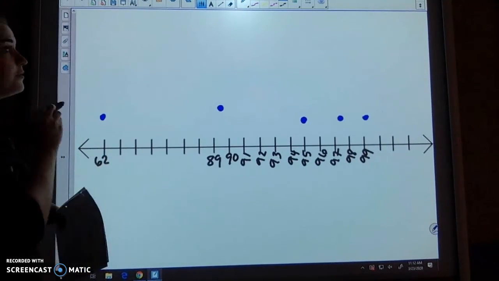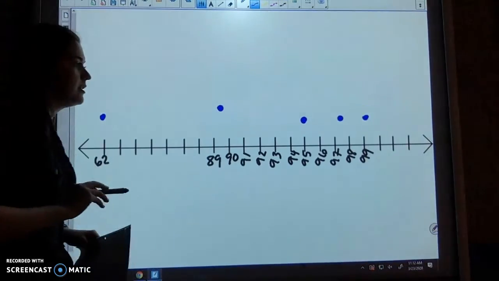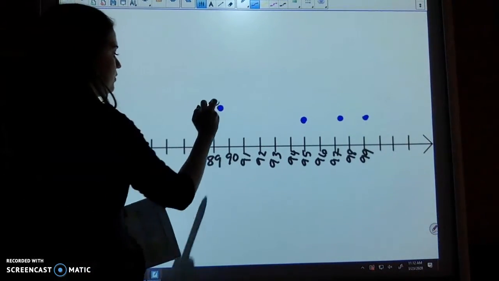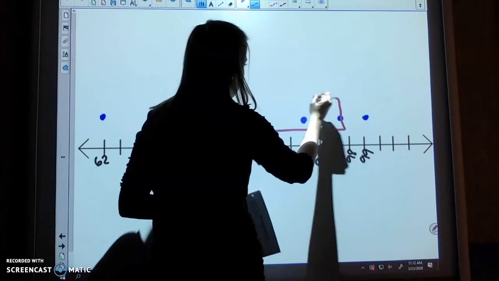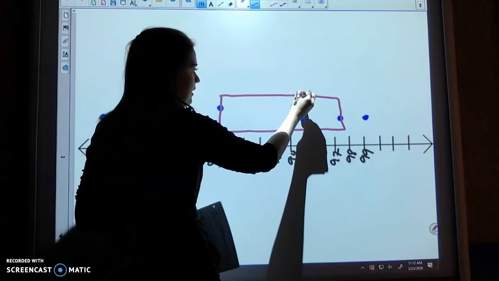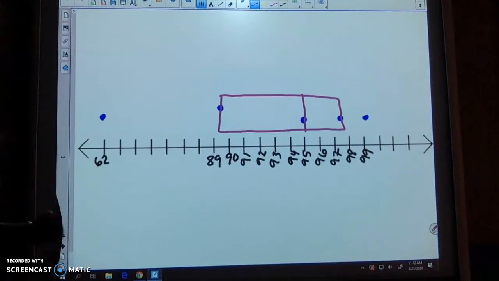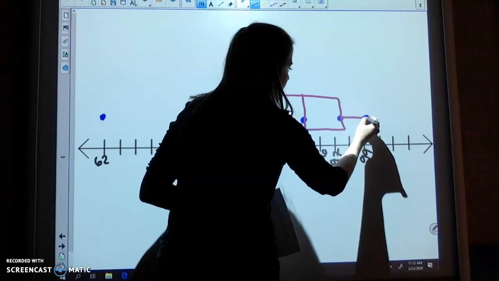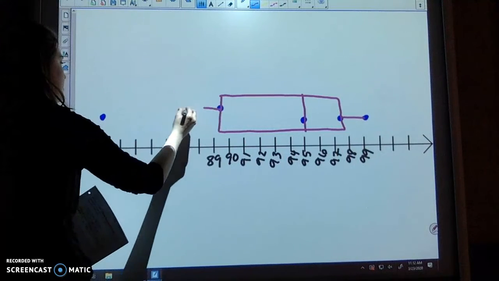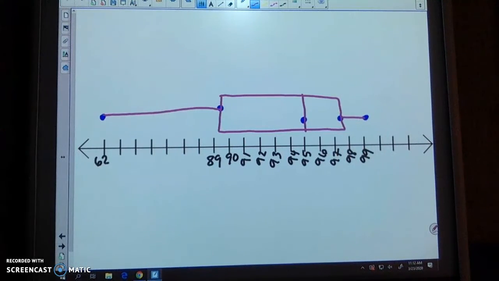So then what we do from there is we make our box and our whiskers. So our box goes from our quartile 1 to our quartile 3, and we do a line down the middle of quartile 2. All right, and then our whiskers just go from quartile 3 to the max value and quartile 1 to the minimum value. That is a box and whisker plot.